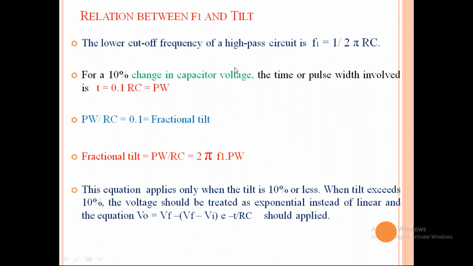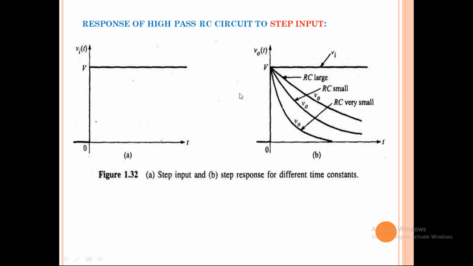After this, another important one: tilt and frequency f1. Here tilt is nothing but 10% change in the capacitor voltage. The formula for percentage of tilt: the fractional tilt equals pulse width by RC. That is 10%. So fractional tilt equals pulse width by RC, that is 2 pi f1 into pulse width.